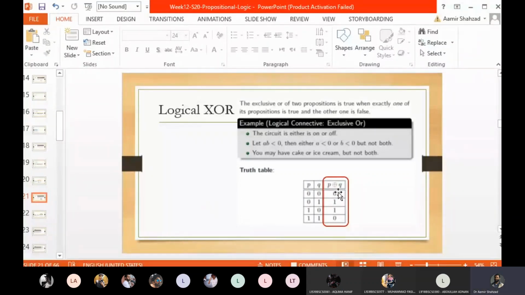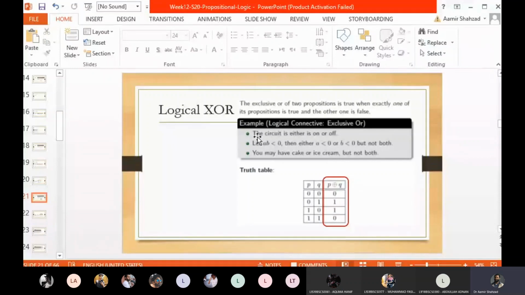So P exclusive or Q is false. And when both are true, P and Q both true, then P exclusive or Q is again false. So when all statements are true or all statements are false, the output is false. If only one of them is true, then it is true.